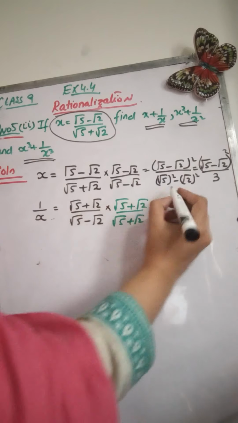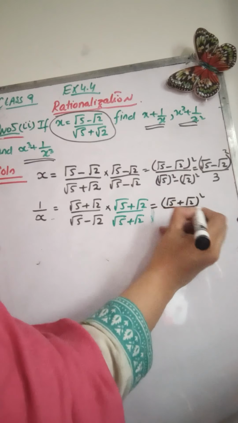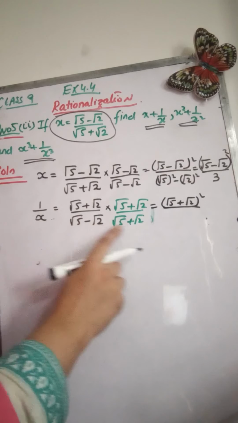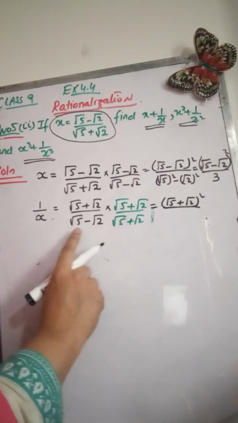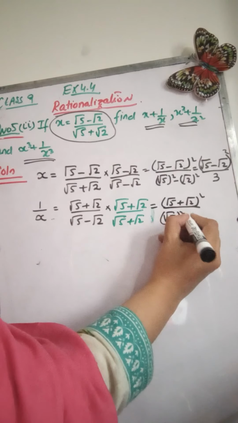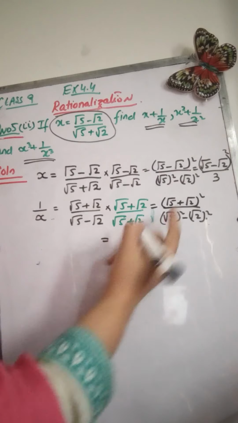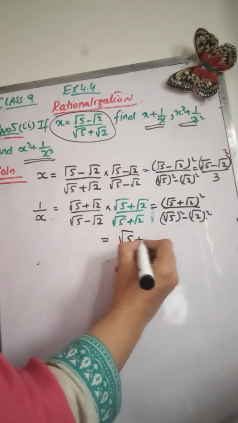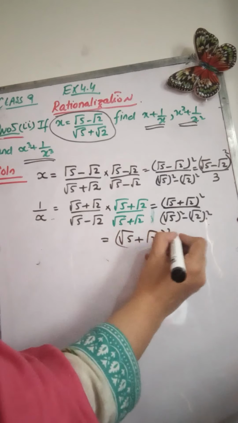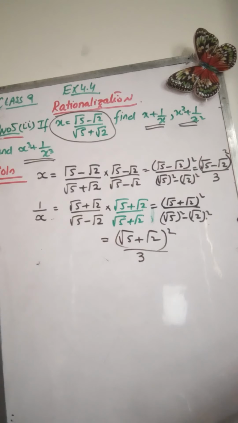Now multiplying these two will give us √5 over √2 whole square over √5 minus √2 and √5 plus √2. (a minus b) into (a plus b) is √5 whole square minus √2 whole square. This will be equal to (√5 plus √2) whole square over 5 minus 2, which will give us 3.